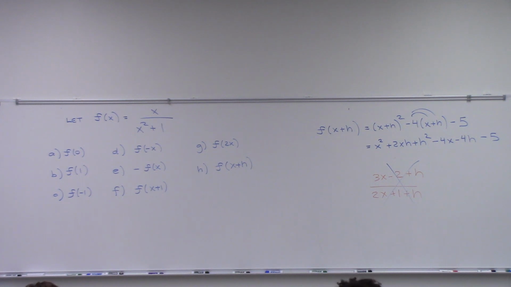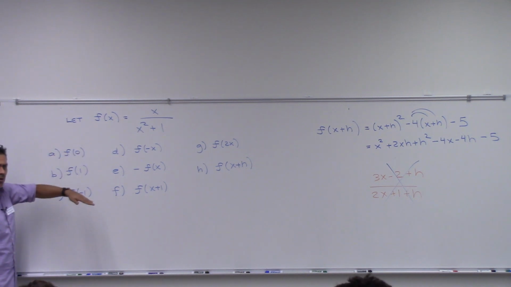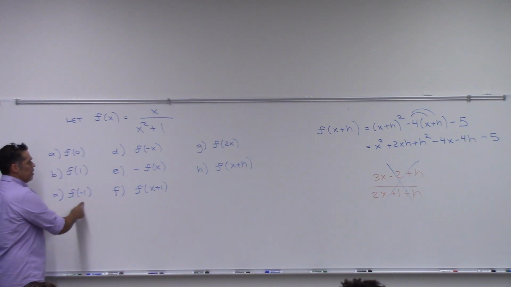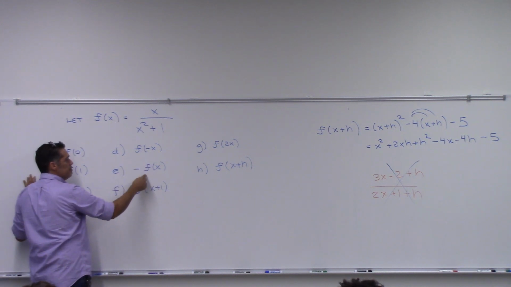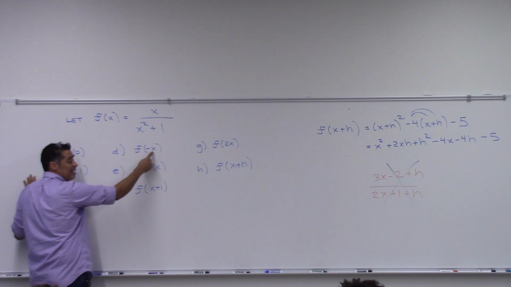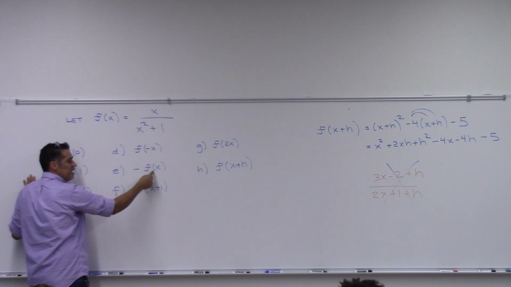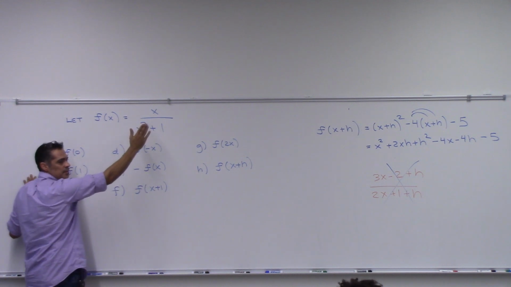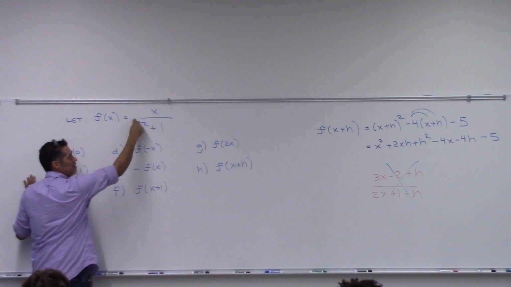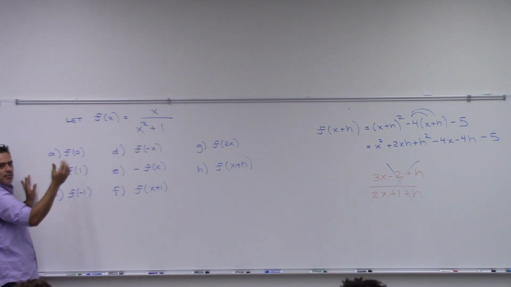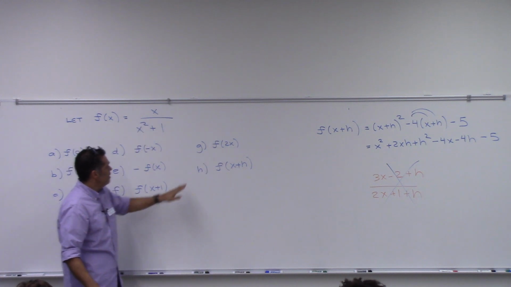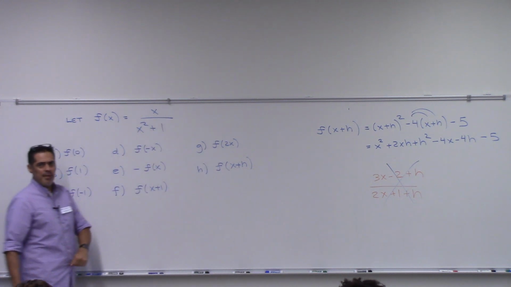All right, work together, help each other out, start doing these. There's a bunch of different problems, right? First plug in 0, get an answer. Then plug in 1, get an answer. Plug in negative 1. If you're confused on these two, this one just says replace x with negative x. This one says just throw a negative in front of the whole function. That's it. Just put a little negative there. You're done. And then these, just see what happens when you plug in x plus 1, plug in 2x, plug in x plus h. 10 minutes. Let's see what happens.